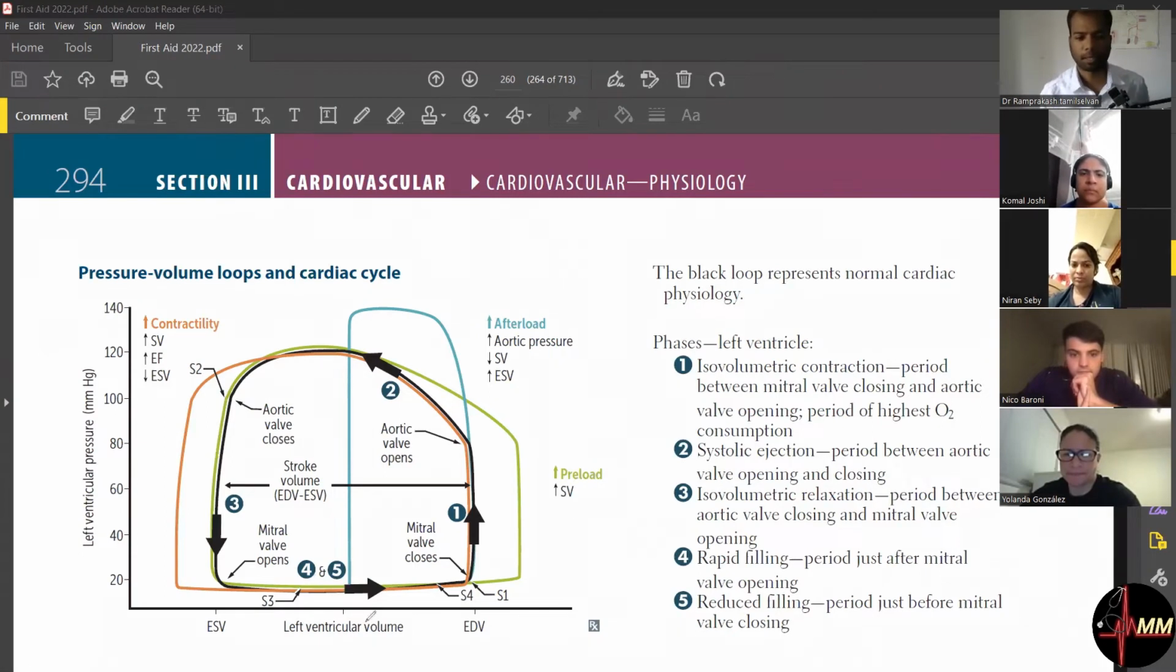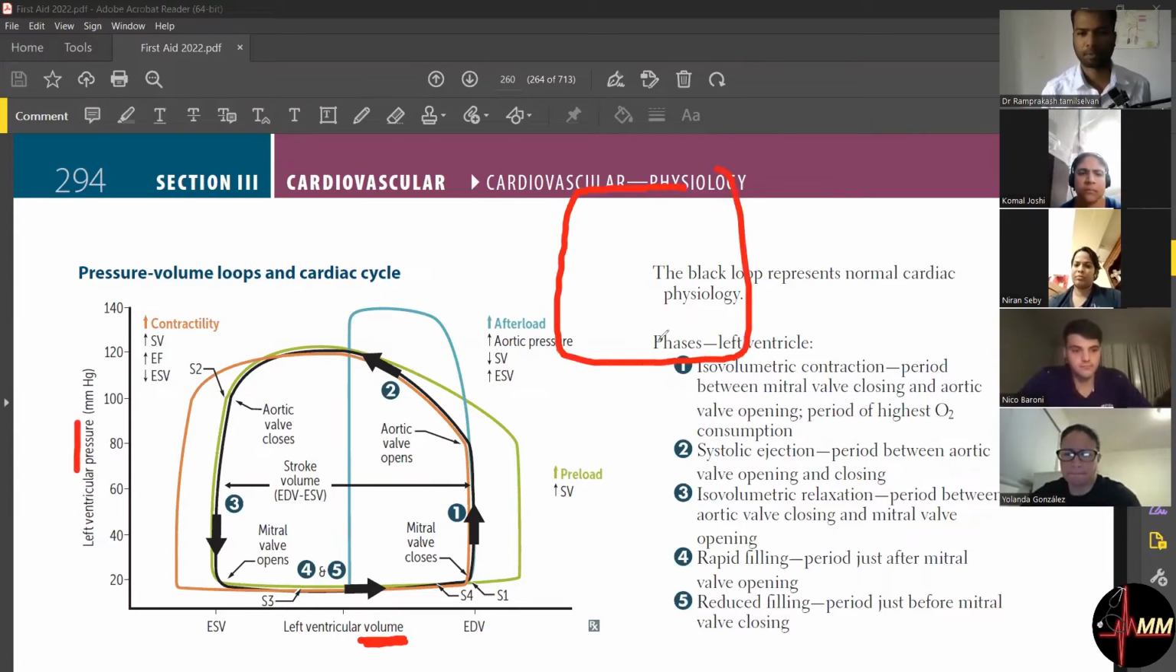Okay, so here in the x-axis, volume is taken. In the y-axis, pressure. So here is a heart. Just imagine this portion, or anywhere, any chambers. Usually they will test only the left ventricle. They will compare the left ventricle pressure with the volume, fine?